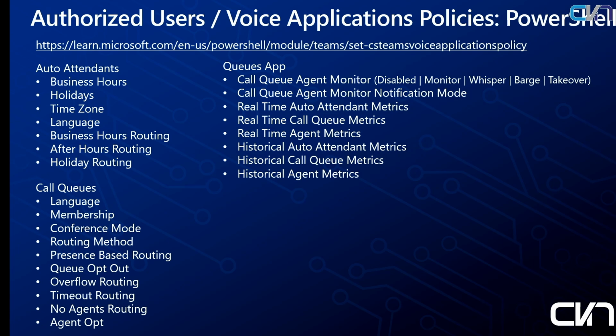So being able to change time zones, languages, routing, agents being opt-in and opt-out, presence methods, routing methods. But we also have a whole bunch of features that look like they're tied to the Queues app because they're not directly mapped to auto attendants and call queues. So being able to deal with reporting metrics, monitor modes, some listen and whisper features. So hopefully we'll hear some of this information tomorrow, but this is in the commandlet today. It just doesn't do anything.